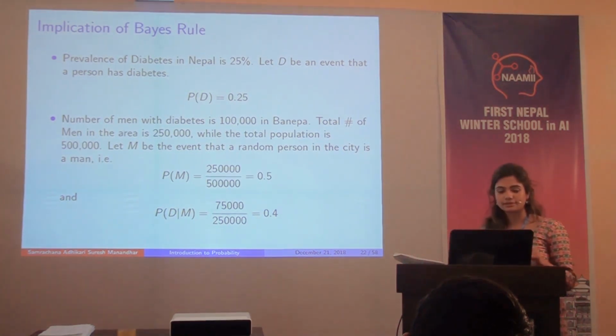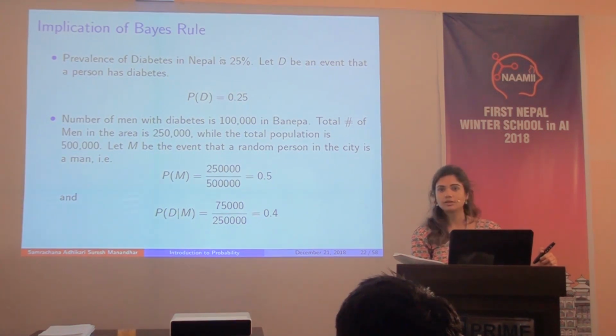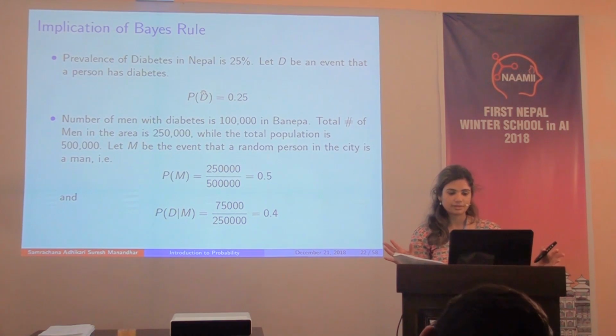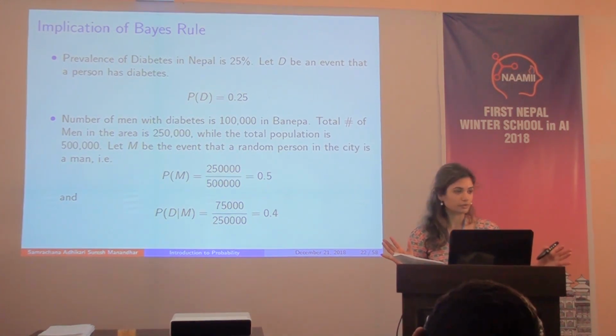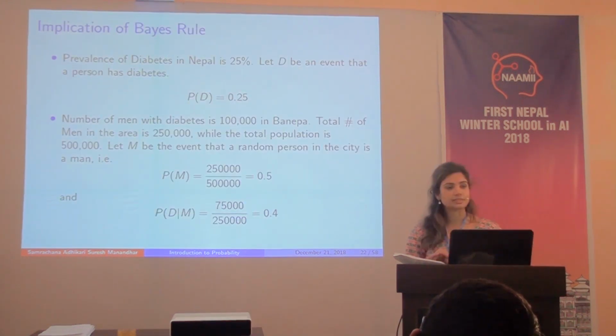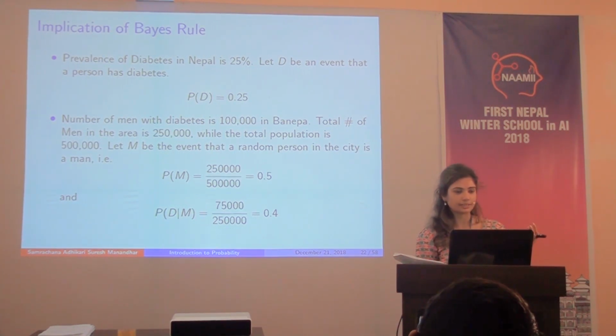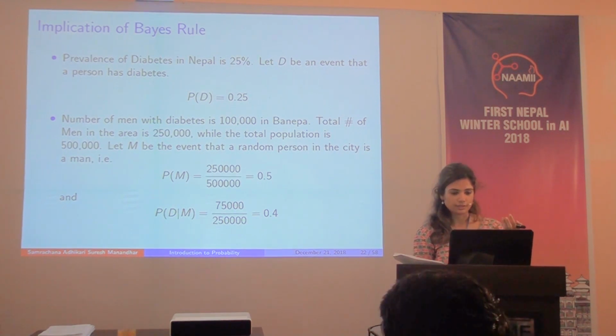So I introduced this problem when I was talking about motivation, right? We talked about the prevalence of diabetes in Nepal, how likely it is. That means the probability of getting diabetes is 0.25. And then we are also interested in diabetes in men. We know that there are 100,000 people with diabetes. We know the total number of men in the city and the total population.